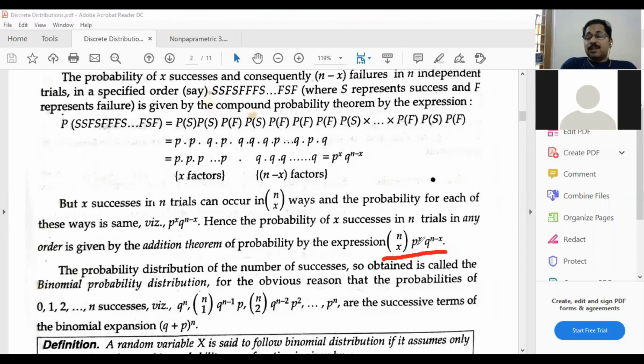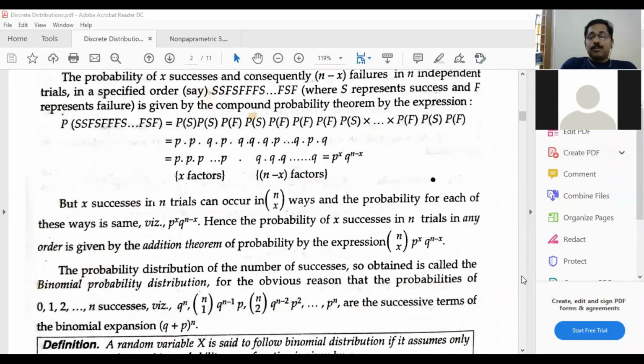Here, p raised to x, q raised to n minus x, if n is 1, it is p raised to x, q raised to 1 minus x. What is that? It is the Bernoulli distribution. So we are repeating this Bernoulli distribution n times, we will get the binomial distribution. In the binomial distribution, if n equals 1, that becomes the Bernoulli distribution.